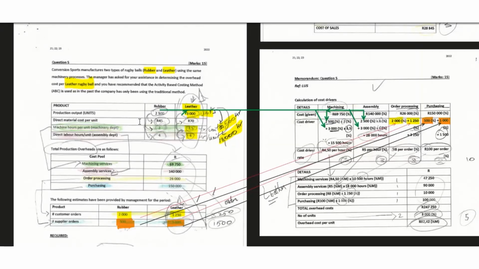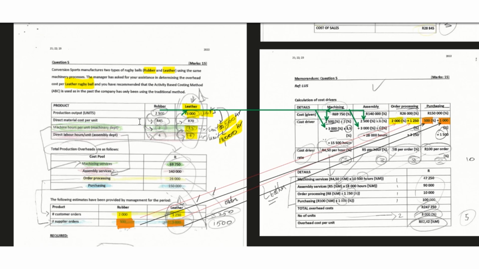All right, so for question 5, we have Convention Sport Manufacturers. They manufacture two types of rugby balls. We have a rubber one and a leather one. These are things that need to pop up. All right, so using the same machinery processes, the manager has asked for your assistance in determining the overhead cost per leather rugby ball. It's quite specific. We are not talking about the rubber one, but the leather rugby ball.